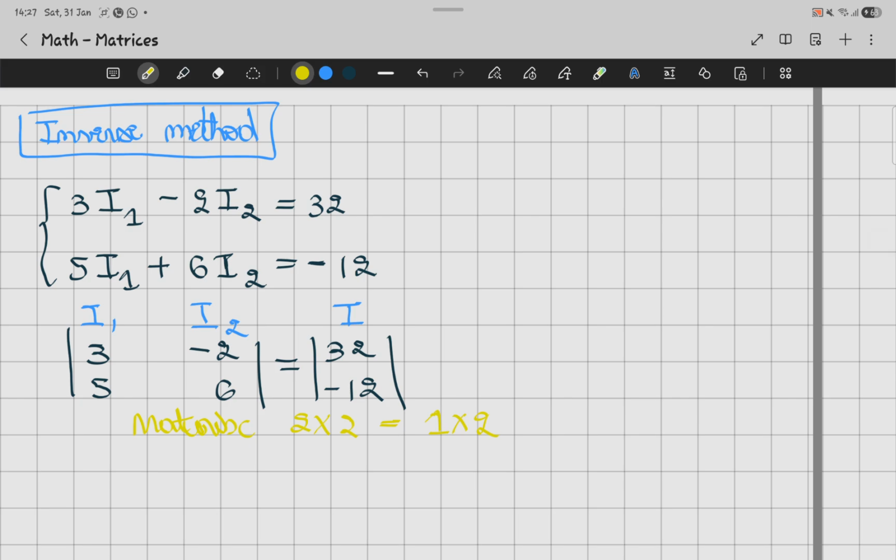Now let's find delta, and the formula for the inverse is actually this formula. I'm going to write it here. 1 over. Okay, so now you look for this, this is delta.